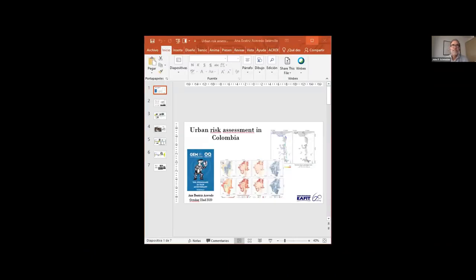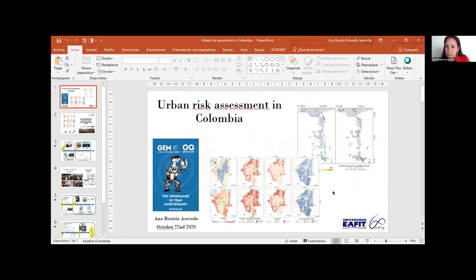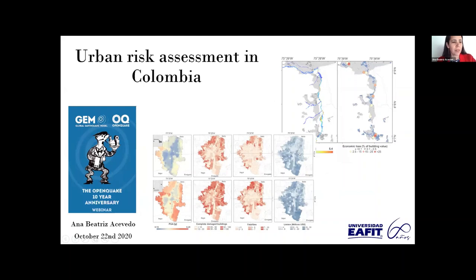Thanks. Perfect, thank you. Thank you so much for the invitation. For me, it is really a pleasure to be here in this celebration. So I'm here to talk to you about the urban risk assessment in Colombia.